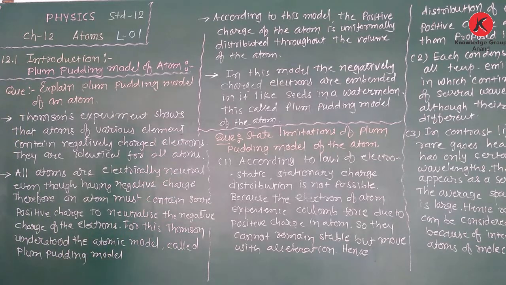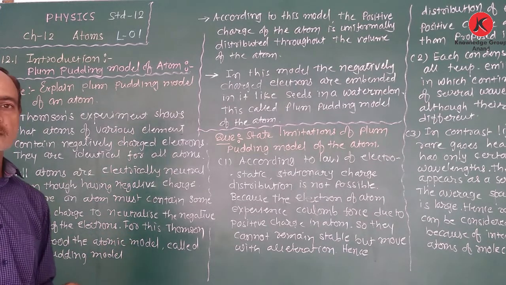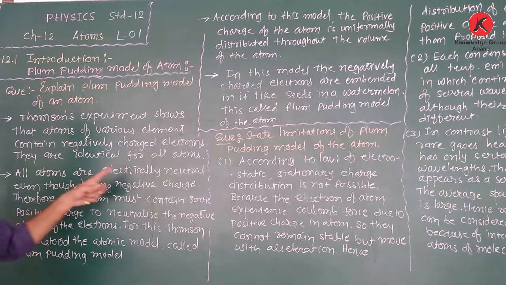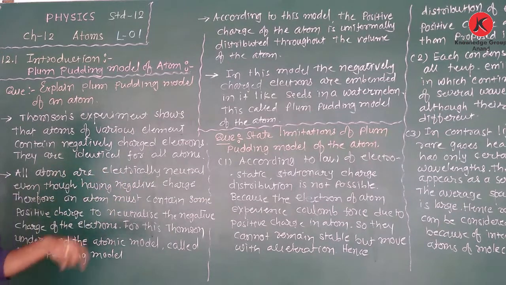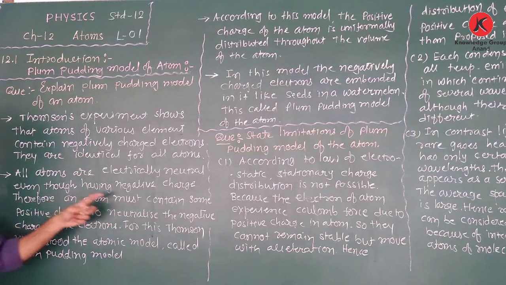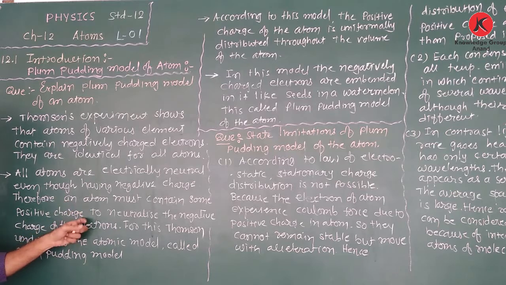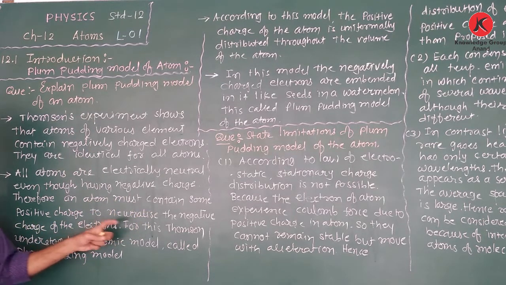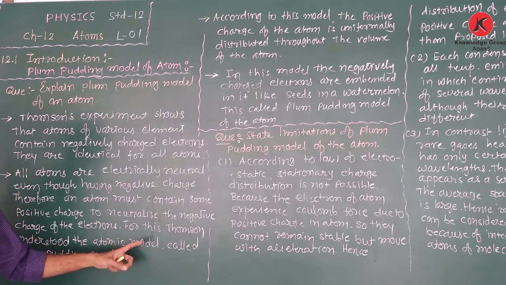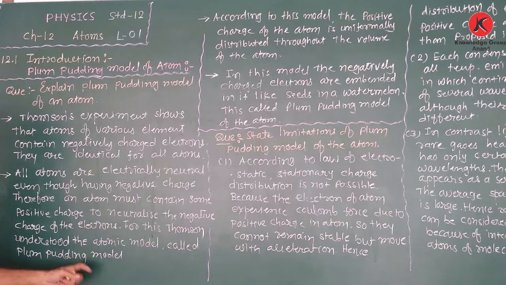So, Thomson suggested from the experiment that in spite of the electron possessing the negative charge, the atom behaves as neutral. So, the atom must contain some positive charge to neutralize the negative charge of the electron. For this, Thomson proposed the atomic model that is known as the Plum pudding model.